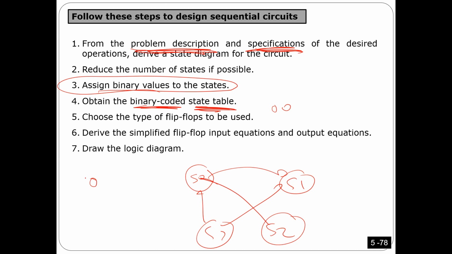Okay, binary code similar to the ones we had before. After that, you need to choose one type of flip-flop, so you can design the sequential circuit using D flip-flop, T flip-flop, or JK flip-flop. You need to decide which flip-flop you want to use. In my opinion, D flip-flop is the easiest one. That's why in the project I ask you to use D flip-flop.